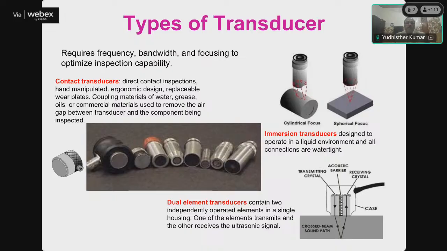The dual element transducer is used for subsurface defects. This contains 2 independently operated elements in a single housing. One of the elements transmits and the other element receives the ultrasonic signal. One element is this, another element is this, in a single housing, used for detecting subsurface defects.